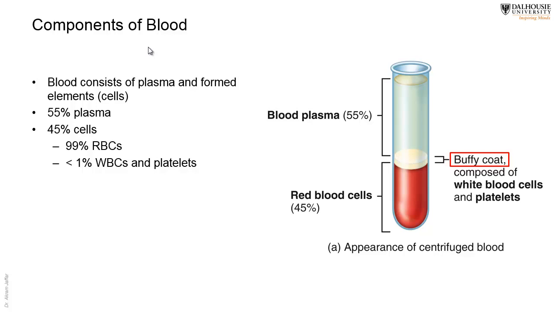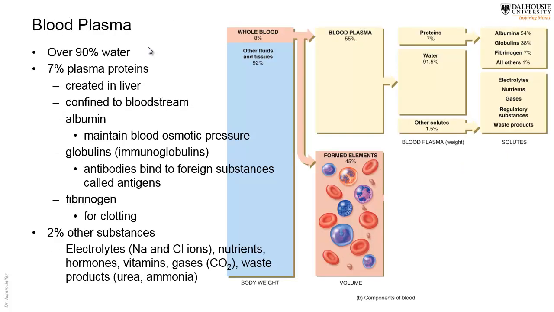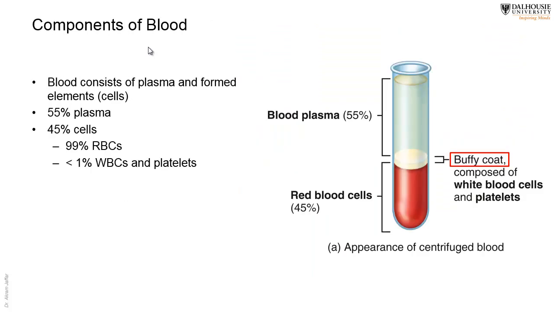You can see here when the blood is centrifuged, put in a glass test tube and spun rapidly, the formed elements will descend down. You can see them here. 45% of this volume is red blood cells. Red blood cells contain hemoglobin, which is a pigment, so that's why it appears red. The remaining part of the formed elements, the white blood cells and platelets, form a very thin coat we call the buffy coat. Then the remaining part, which is the transparent, watery part, is the plasma.